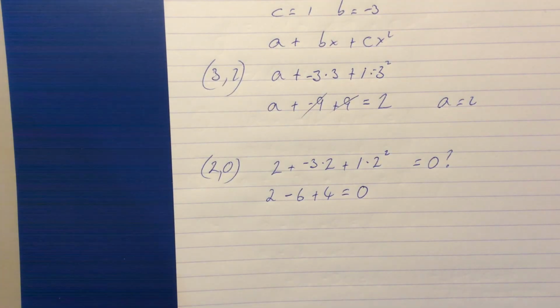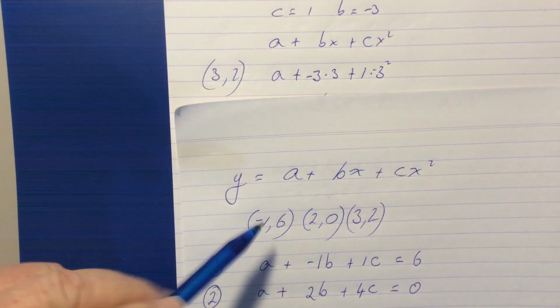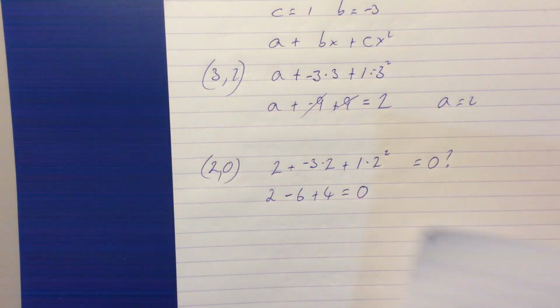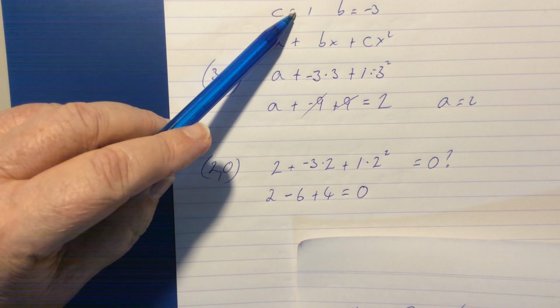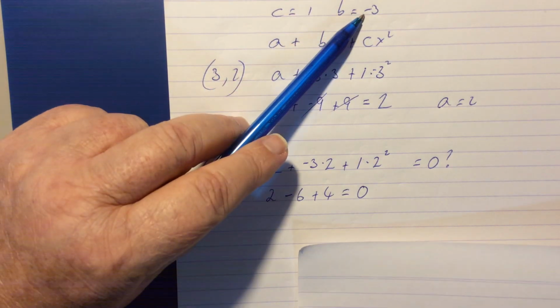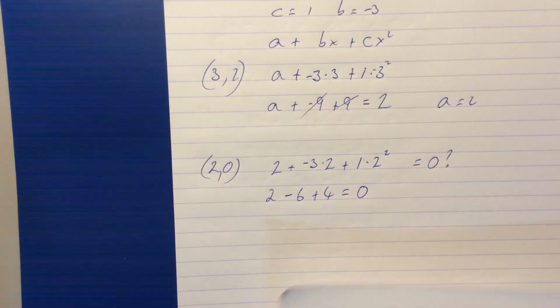That is how you get from here to a series of solutions. And the solutions are that c equals 1, b equals negative 3, and a equals 2.